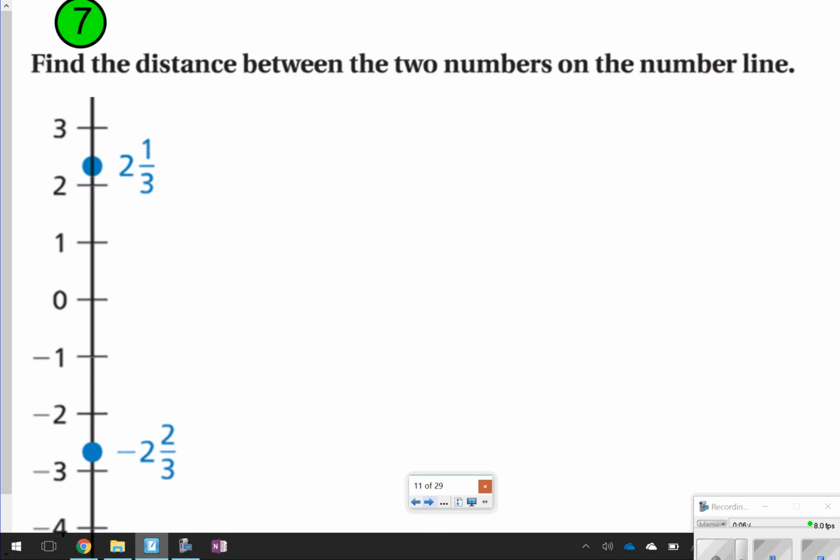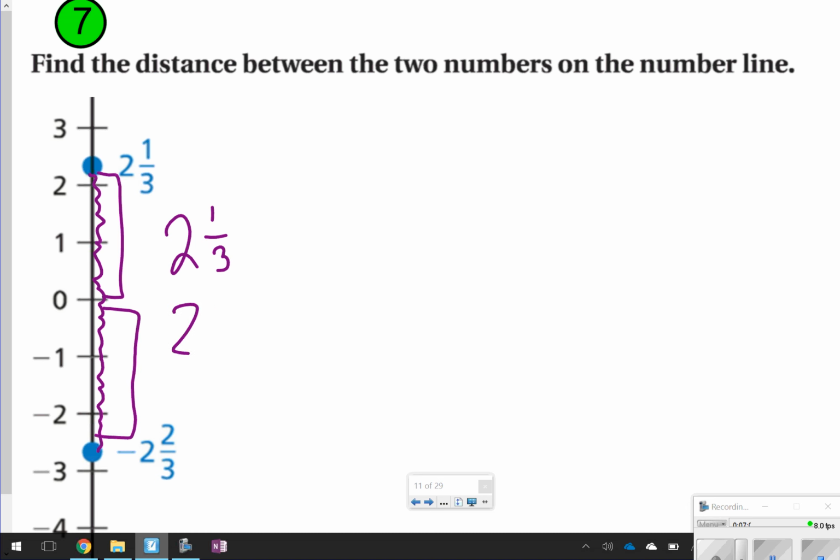The last one, you'll see a little bit of this on your homework, but it's basically saying find the distance between two numbers on a number line. These two numbers, I have a positive 2 and 1/3 and a negative 2 and 2/3. This is basically saying how many steps does it take to get from one to the other? Well, I know that it's going to take 2 and 1/3 to get to 0, and it's going to take another 2 and 2/3 to get to the negative 2 and 2/3.